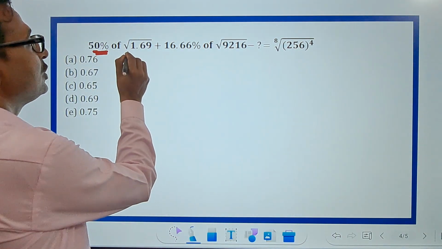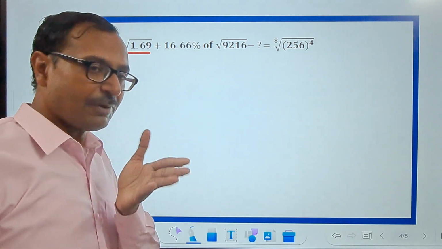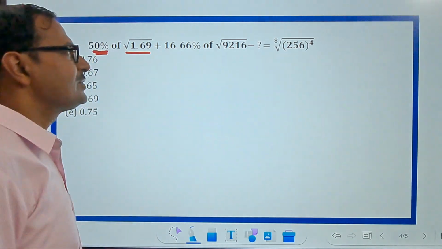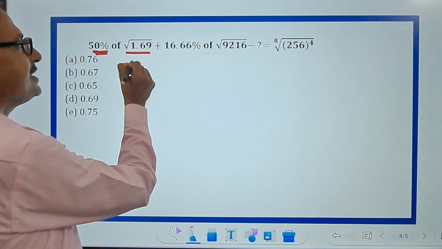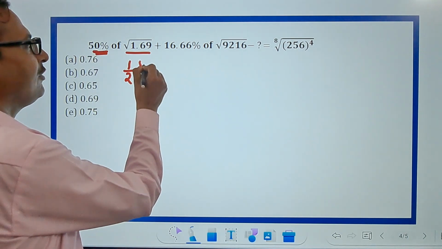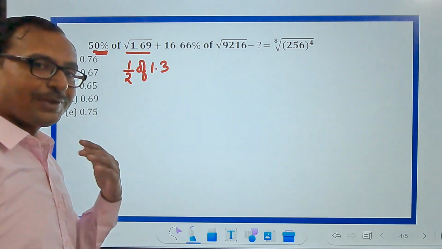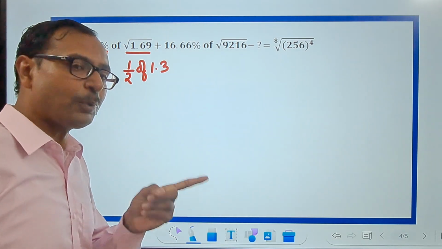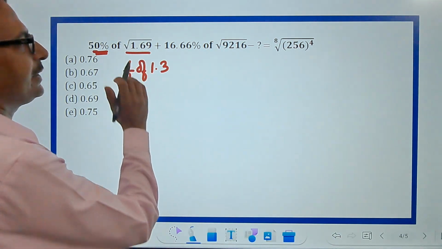And you should know the square root of 1.69. 169 is a perfect square, that is 13 square. So when you put a decimal 2 digits from the right hand side, this is actually half, that is 50% of 1.3. So 13 square is 169, so 1.3 square is 1.69. So this is the first part.